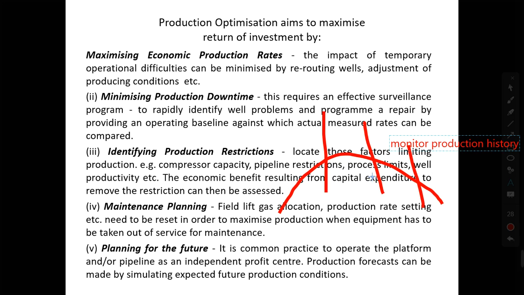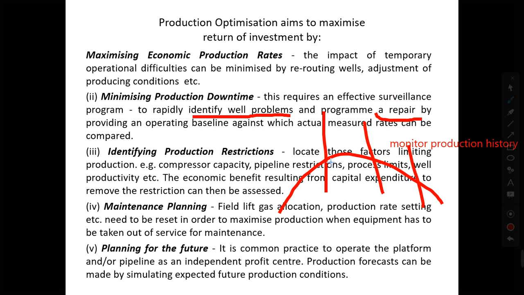Every 12 hours you monitor it, and based on your monitoring, you keep looking at the production and try to find out what problem could be coming in the near future. You have to identify those problems and then prepare a repair program as soon as possible, so that your production does not decline and you keep producing as much as possible.